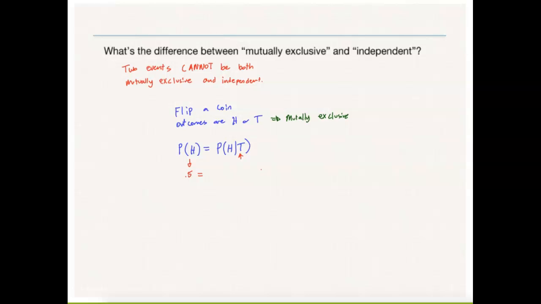It's 0. We're only flipping the coin once. So if I tell you that you got tails, the probability that you get heads is 0 because they're mutually exclusive. They can't occur at the same time, right? So these are obviously not equal, right? So not independent. Two mutually exclusive events can never be independent, and two independent events won't be mutually exclusive.